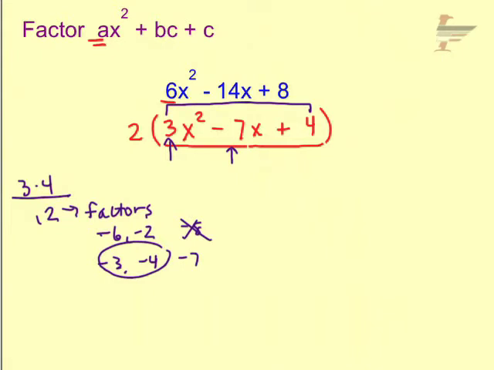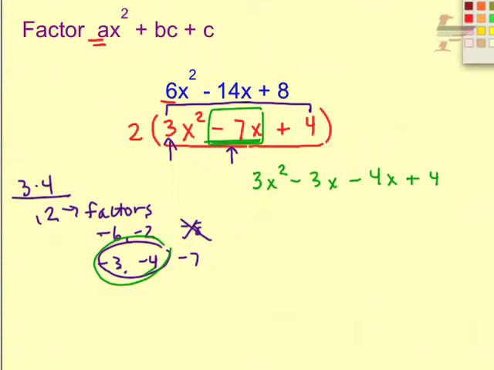So what we're going to do now is we're just going to rewrite this. The first term never changes. It's just a 3x squared. And then instead of writing a negative 7x, I'm going to use these two down here. I'm going to say a negative 3x and a negative 4x. Because really, negative 3x and negative 4x combined gives you this negative 7x. So we just took the negative 7x and broke it apart. And then our last term plus 4 stays the same.